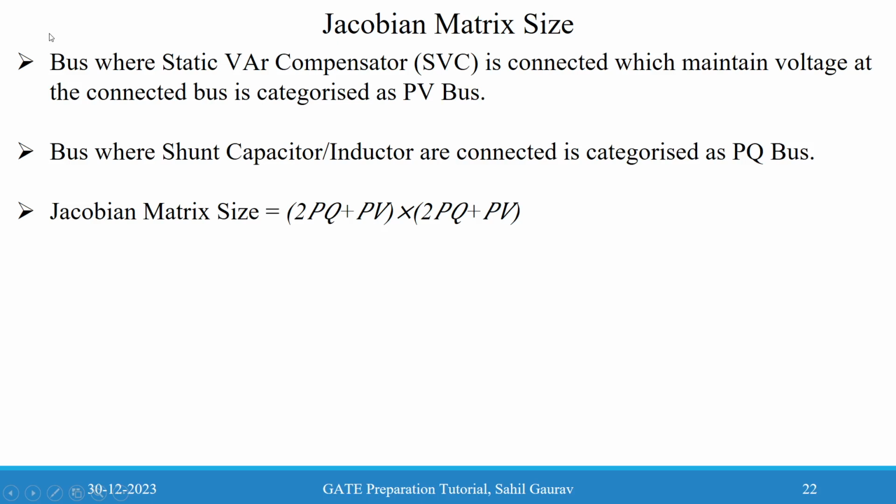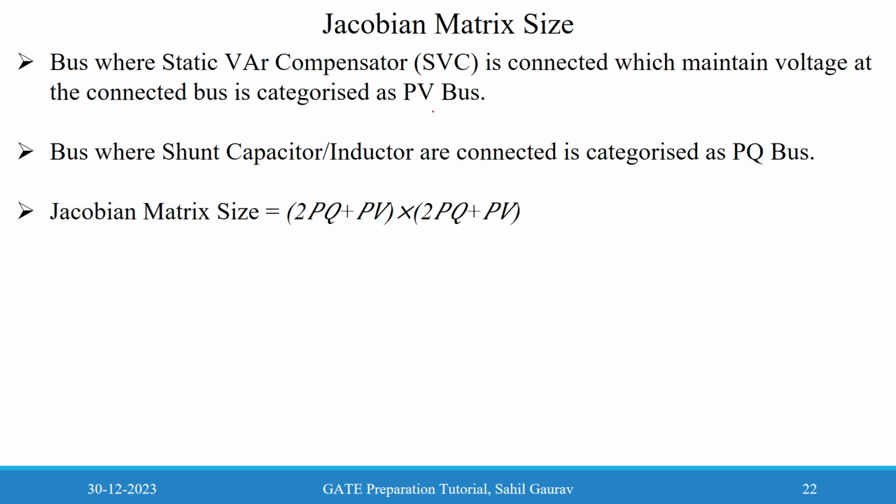Now, the most important part from the GATE point of view: we have to find the Jacobian matrix size. There are 2 points that you have to keep in mind. The first point is that a bus where a static var compensator is connected, which maintains voltage at the connected bus, is categorized as a PV bus. So just keep this in mind.